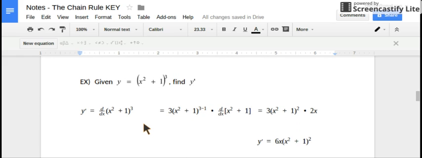Let's practice doing that with another function. So now I have the quantity x squared plus 1, all cubed. If I want to find the derivative, I use my power rule. I'm going to take my exponent, drop it to the front, subtract 1 from my exponent, and then multiply by the derivative of the inside. So the derivative of x squared plus 1 is 2x. Then I put everything back together. 2x times 3 at the front gives us 6x, and we can leave the remainder, that quantity x squared plus 1, all squared at the end.